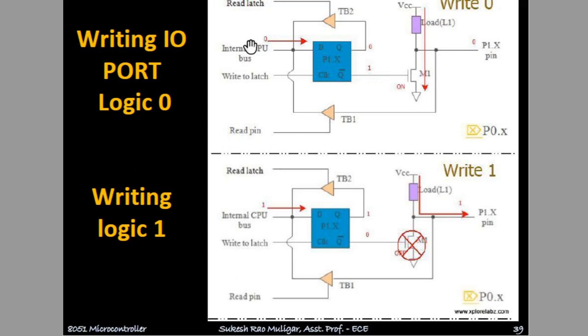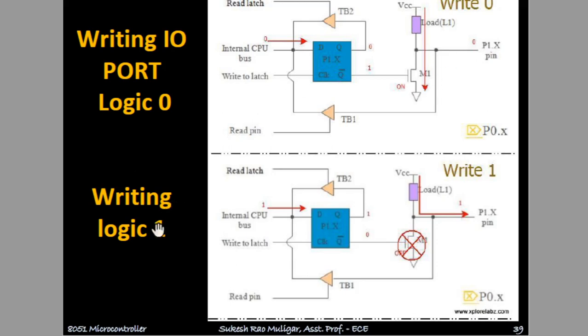That means you wanted to write logic 0. This point is now at ground because this MOSFET is on. So you have successfully transferred the 0 to the port pin 1.x. So this is how we write. In technical terms, when you write logic 0 in 8051, this MOSFET is turned on and the current flows through this load, through the MOSFET, to the ground. So that's how you get logic 0.